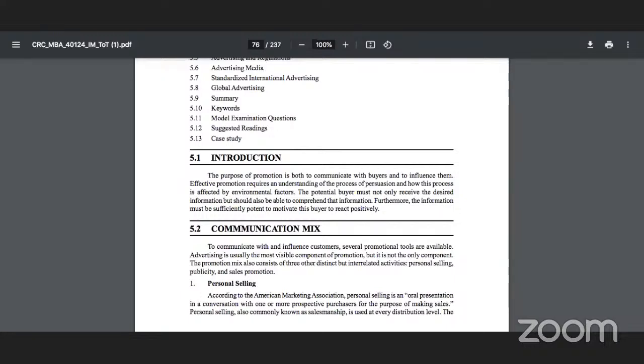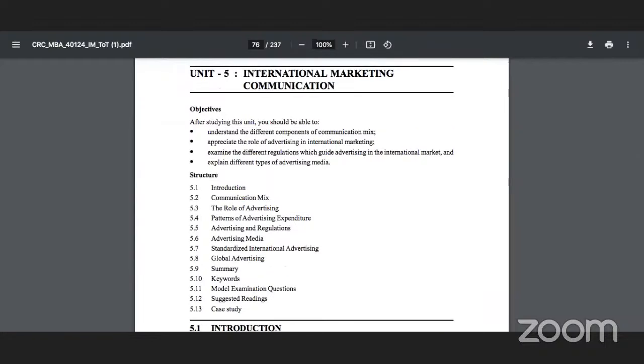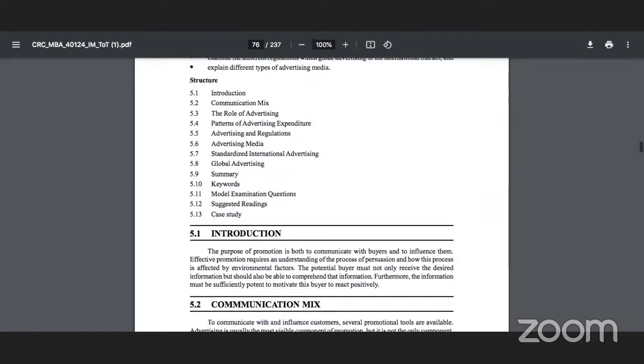So before we go further, let us try to understand what this entire subject is all about. So we are talking here in terms of international marketing communication. Fundamentally, when we are talking in terms of marketing communication, we know that it is the process where a producer or a seller is trying to reach out to the customers. Now, the customers can also be known as buyers or consumers. We will talk about the differences at a later date.